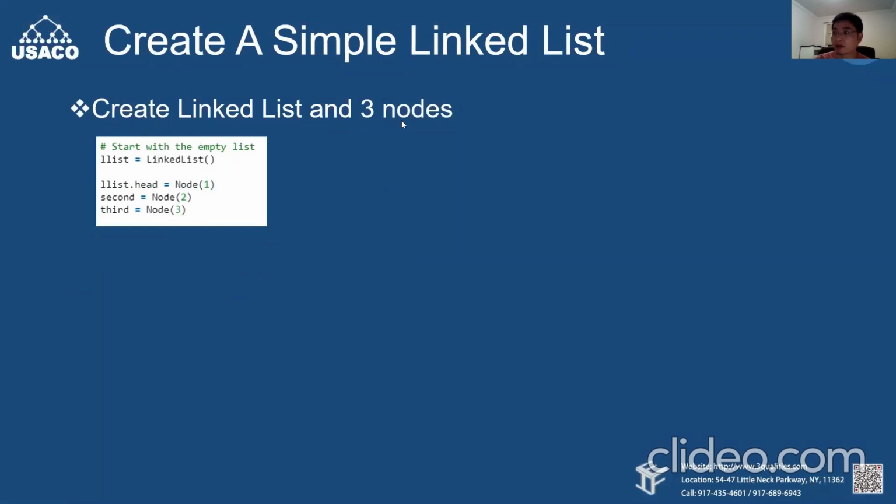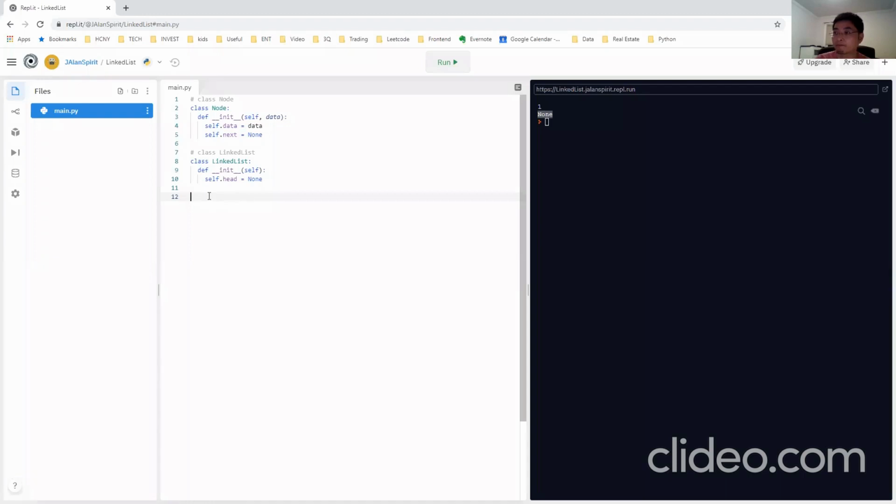Okay, look here. Create linked list and 3 nodes. Okay, let's do it like that. I'm going to create node 1 equals Node 1. Have node 2 equals Node 2. Have node 3 equals Node 3. Okay, you understand, right? I create 3 objects of class Node, right? Each one has different data, different value: 1, 2, 3.